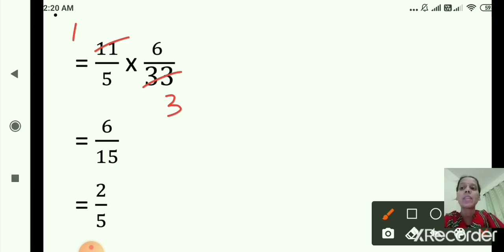And in the denominator, here it is 5 and here it is 3. So 5 threes are 15. So 6 upon 15. But 6 upon 15, they are further divided with 3. 3 twos are 6 and 3 fives are 15. So the answer is 2 upon 5.